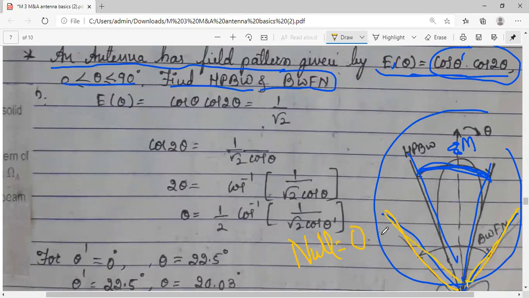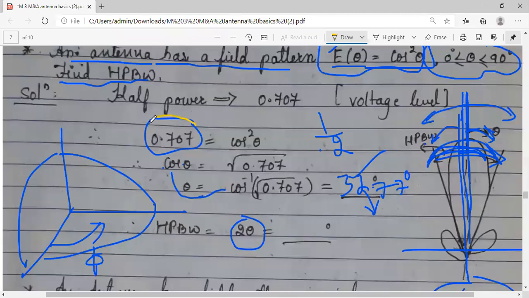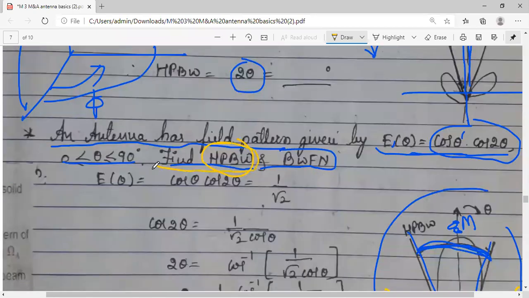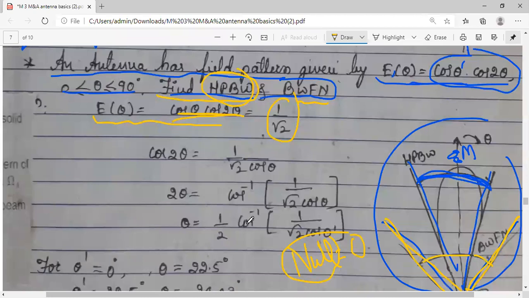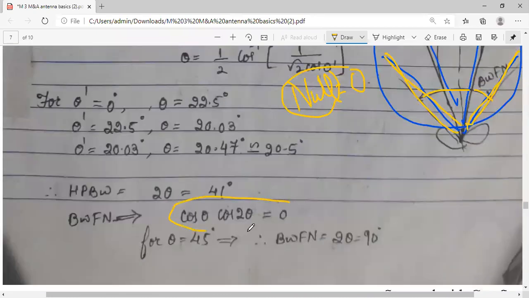BWFN: in between these first nulls, what is the beam width? That information is taken by the nulls. As in the case of HPBW in the previous problem, we equated the field to 0.707. Here also, first find HPBW, so I will equate the field to 0.707, that is 1/√2. But in order to find BWFN, I will equate cos theta and cos 2 theta to 0. Nulls mean no values.